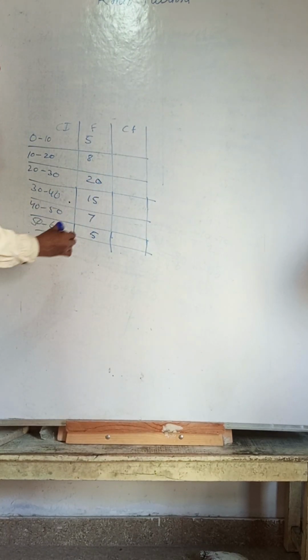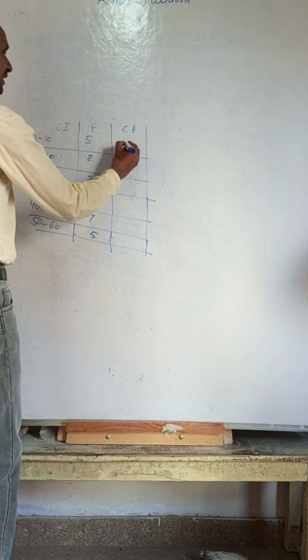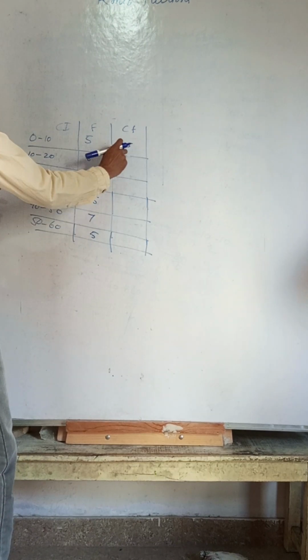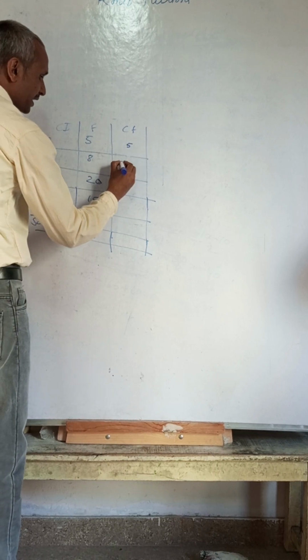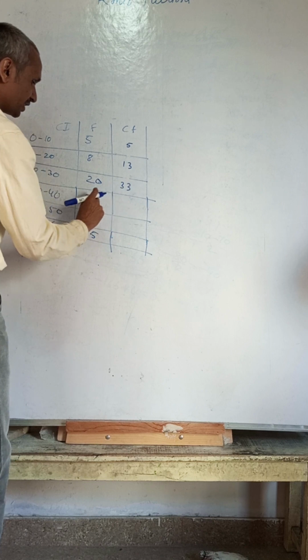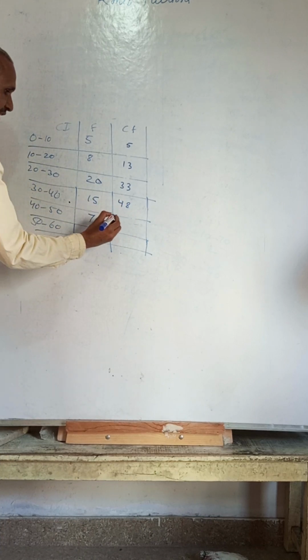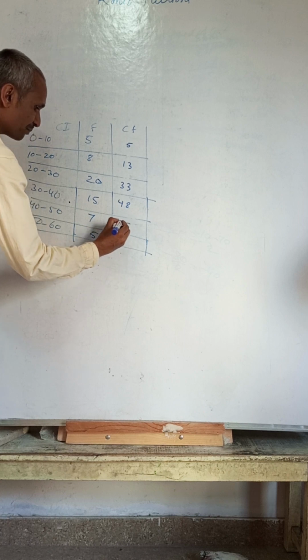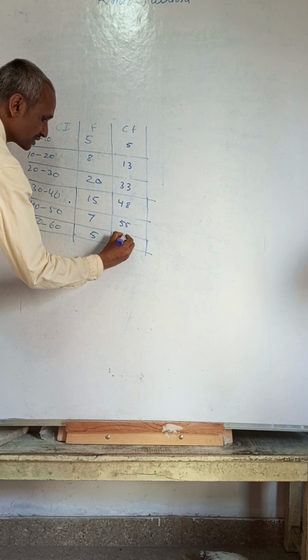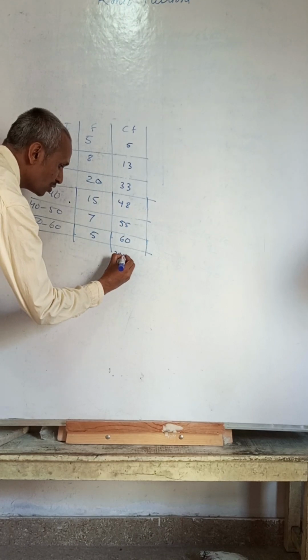Now you have to find the CF. To find the CF, first write the same 5. This and this you are adding it. 5 plus 8, 13. 13 plus 20 it becomes 33. 33 plus 15 it gives 48. And 48 plus 7 it will become 55. And 55 plus 5 it will become 60. So n is equal to 60.